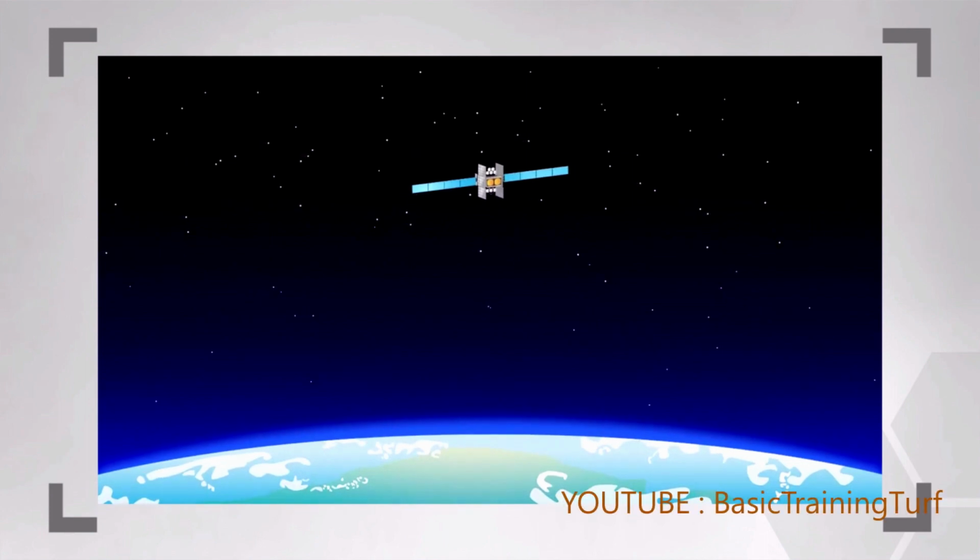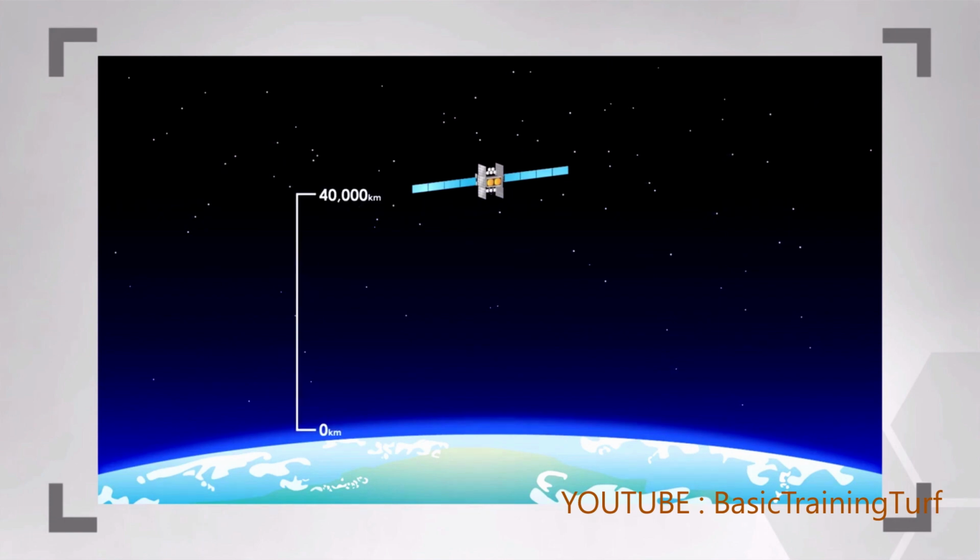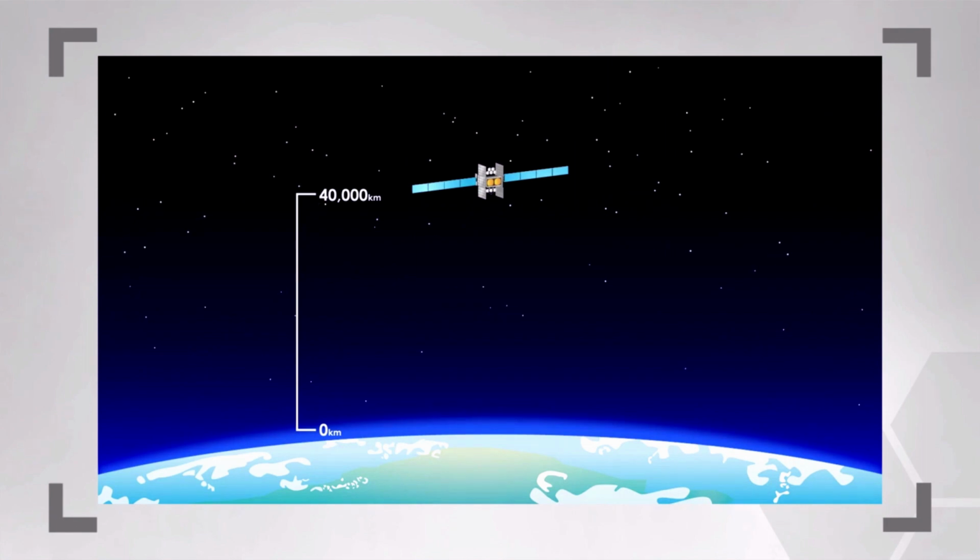Because some of these spacecraft are in orbit as far as 40,000 kilometers above the Earth, the electronics on board need to amplify the received signals with enough power to reach the required destinations.